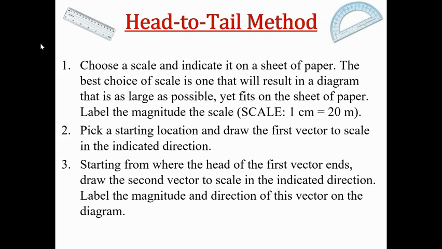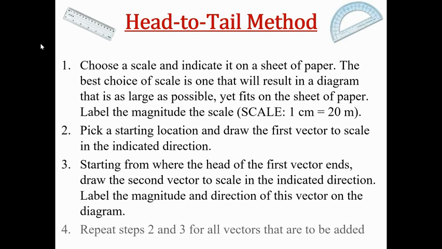After drawing the two vectors head to tail, make sure to label them with the magnitude and direction of each vector. If there are any more vectors to add together, for example, if you're given 3 or 4 vectors to add together head to tail, keep repeating steps 2 and 3 until all vectors are drawn to scale and they're all drawn head to tail.